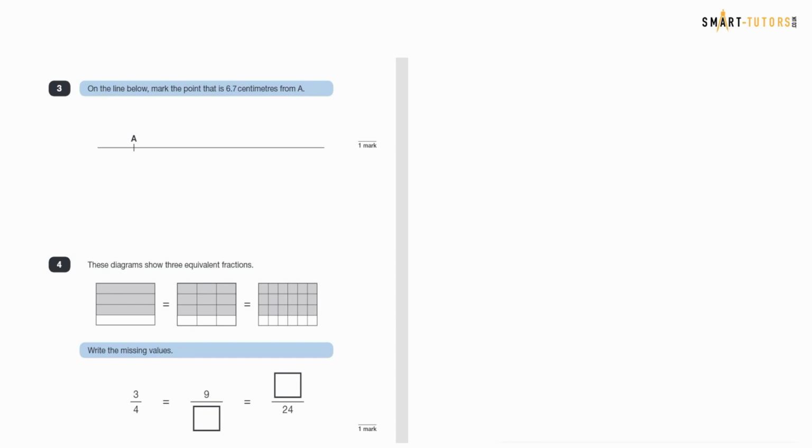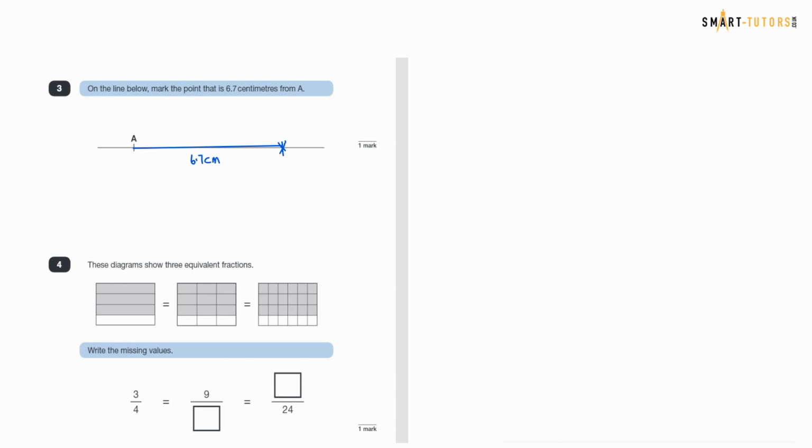On the number line below, mark the point that is 6.7 centimeters from A. Here, as it is a tablet or a computer, we can't do this one. All you need to do is measure with a ruler 6.7 centimeters from A. So I'm going to draw a line here, 6.7 centimeters, and you need to mark a cross or a point or something like that. So that is the question. We can't do it on the actual paper, but we are giving a tip for you to take your ruler and measure 6.7 centimeters. Then you can do that one on your own.